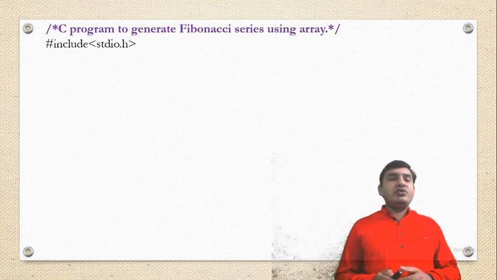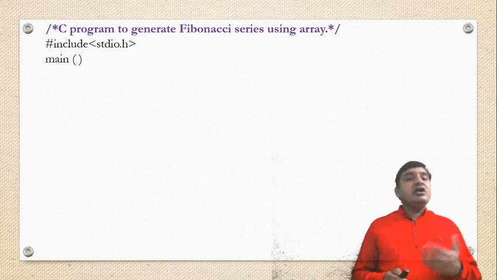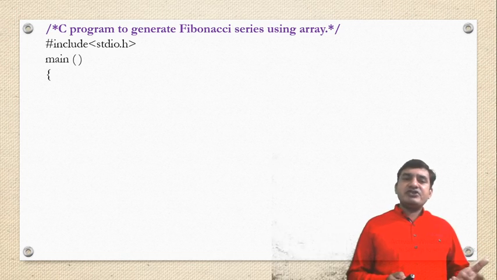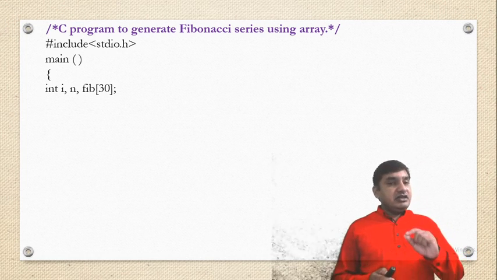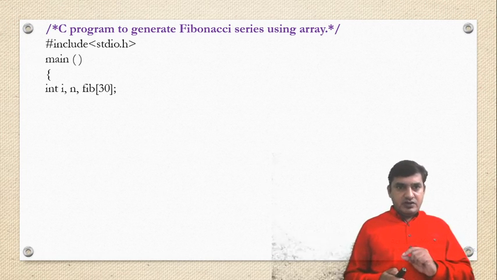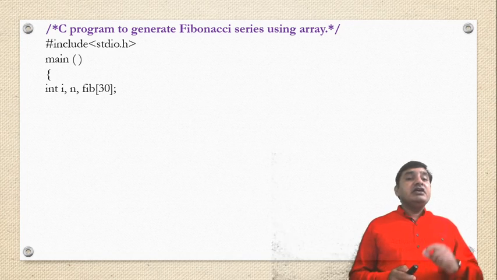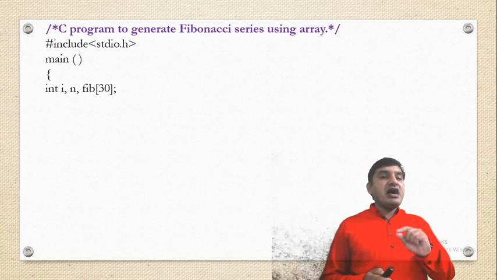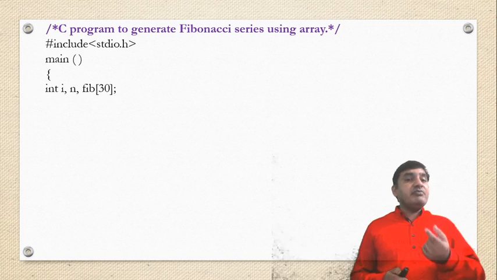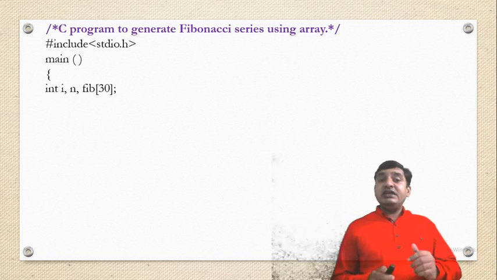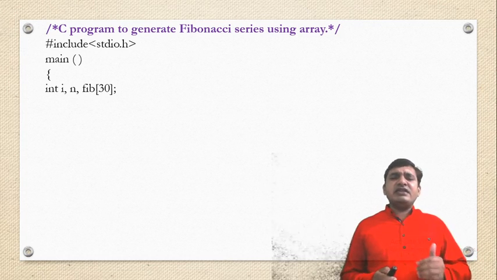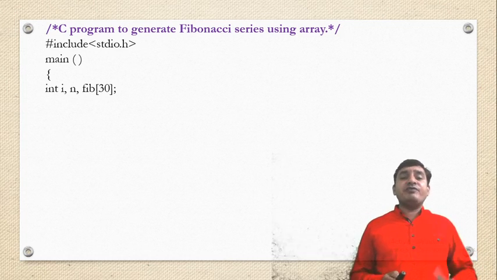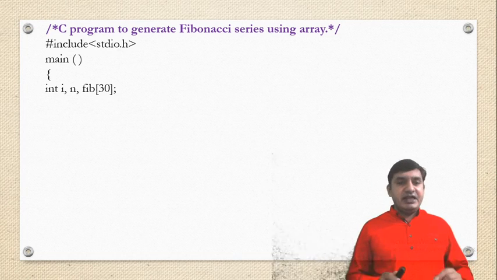#include is again a preprocessor directive. stdio.h, main function. Then int i, and n is the number; n is an integer. fib is the name of the array. 30 is the size of the array, which indicates that it consists of 30 elements.